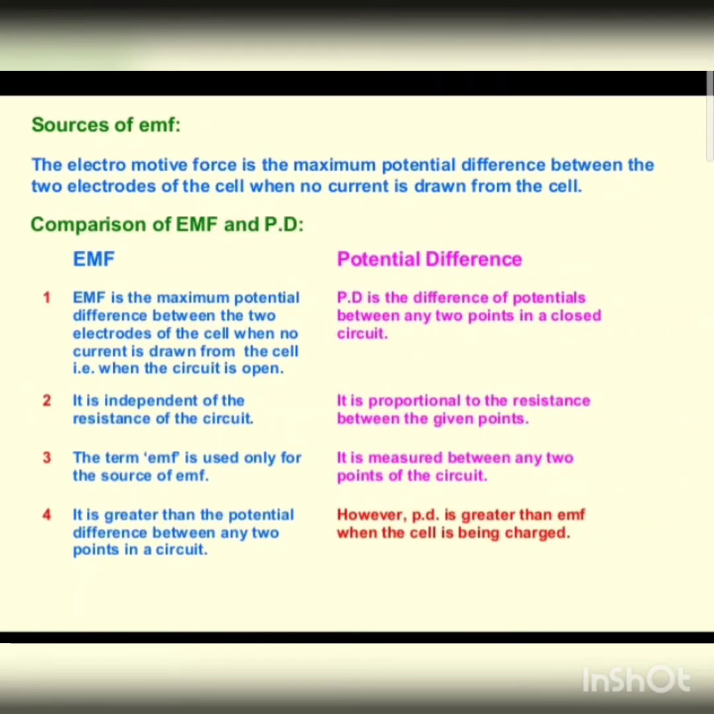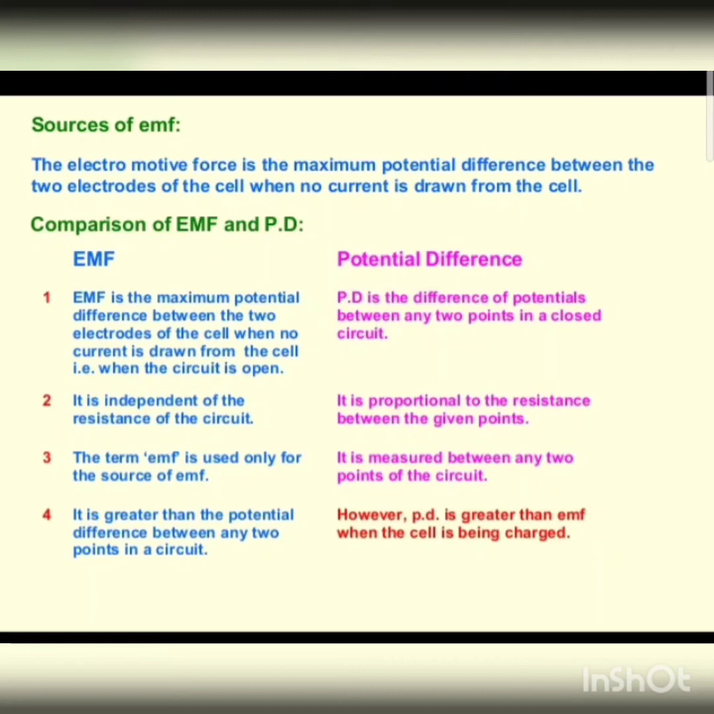Our next topic is sources of EMF. The electromotive force is the maximum potential difference between the two electrodes of the cell when no current is drawn from the cell. Comparison between EMF and potential difference. EMF is the maximum potential difference between the two electrodes of the cell when no current is drawn from the cell, that is, when the circuit is open.